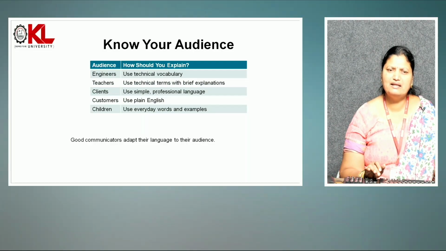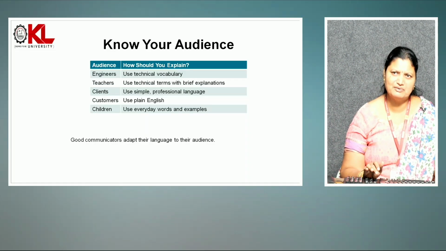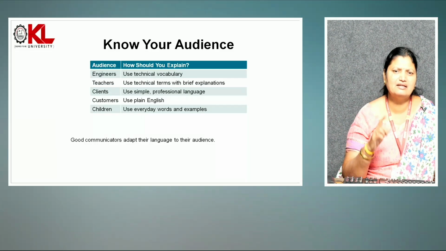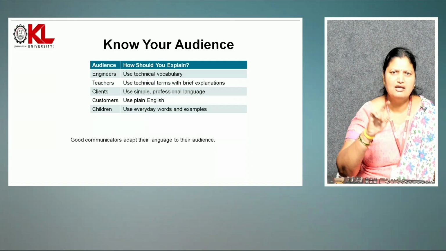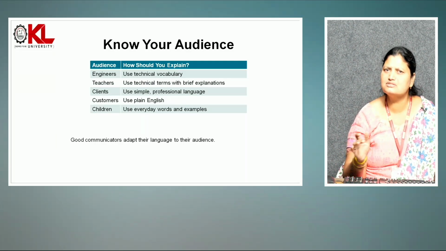And then when you are explaining the same thing to teachers, maybe you can't imagine that the teachers might be having some technical or engineering background. So in general, when you are explaining it to teachers, how are you going to explain? You have to use technical terms with brief explanations. Why do you have to use some brief, very simple explanation? Because when you start explaining it in a brief manner, they do understand. Here you can make use of some technical terms, but maybe they are unfamiliar with those terms, but with your brief explanation, they do understand because they are all teachers, right?